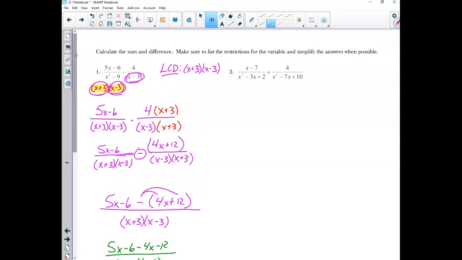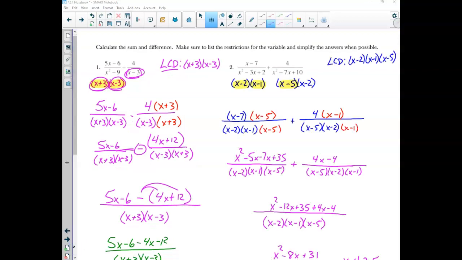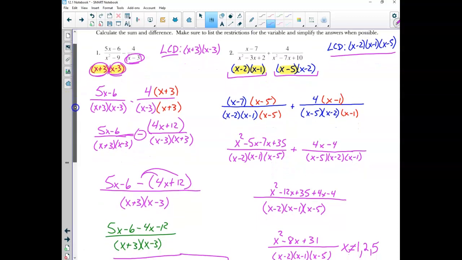So why don't you hit pause and give number 2 a run here, and I will be back. Okay, so in number 2, what I'm going to do first is factor my denominators. Then I go through and compare what we all need to have, the same amount of every factor. The first one has an x minus 2 and an x minus 1. The second one has an x minus 5 and an x minus 2. The first one is missing an x minus 5. The second one is missing an x minus 1. So there's my least common denominator, and I will add the factors that I need.